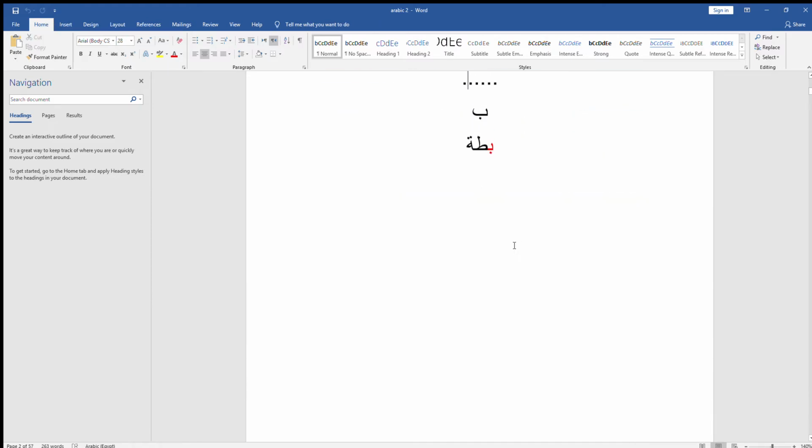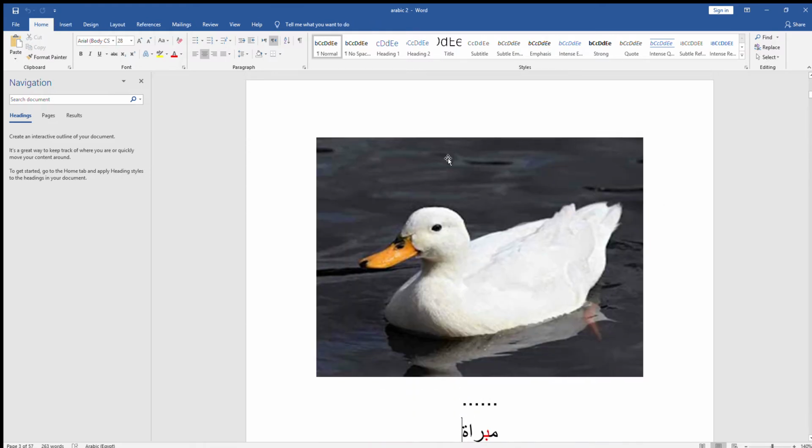هذا مرفأ. And the second letter, باء. باء at the beginning of the word, like باء in بطة. What's the meaning of بطة? This is بطة.